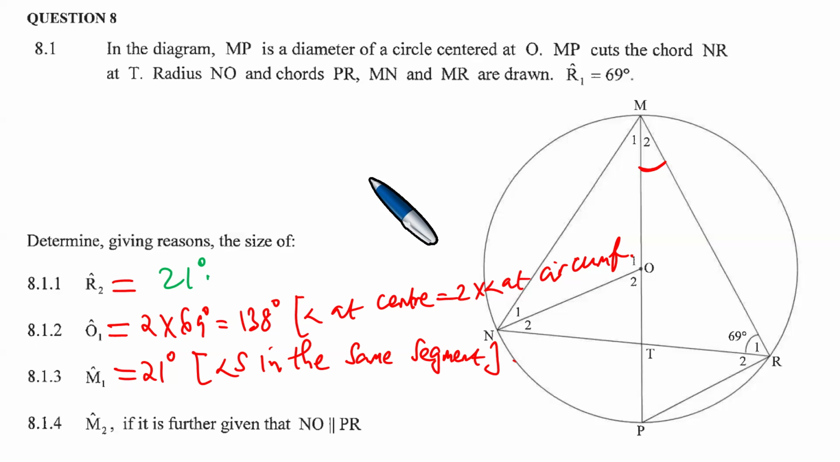Okay, we just need to find the size of the angle O2. We need to start, because it is further given that NO is parallel to PR. So if you have NO parallel to PR, this angle is equal to this.